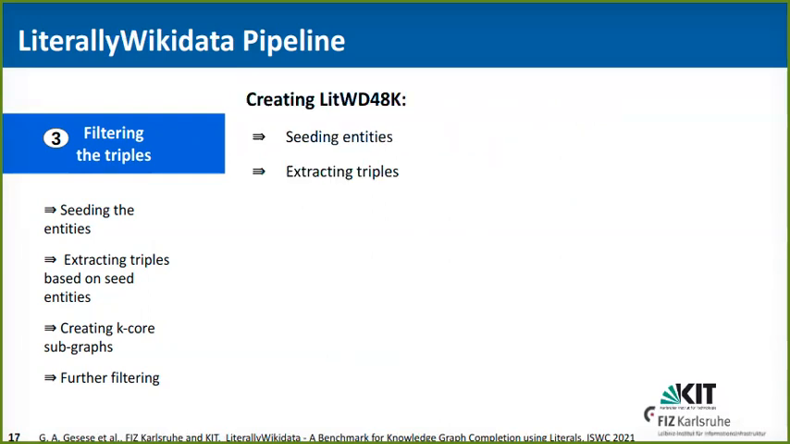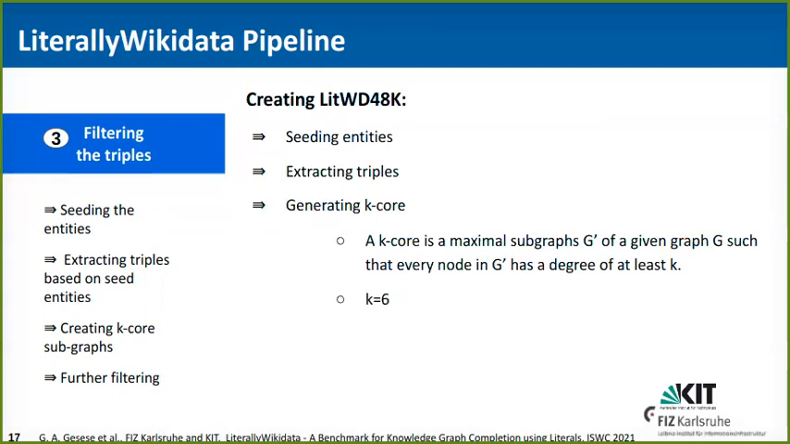K-core is created, which is a maximal subgraph G prime of a given graph G such that every node in G prime has a degree of at least K. In this case, G would be a graph representing the extracted triples in the previous step. And the value of K is 6.